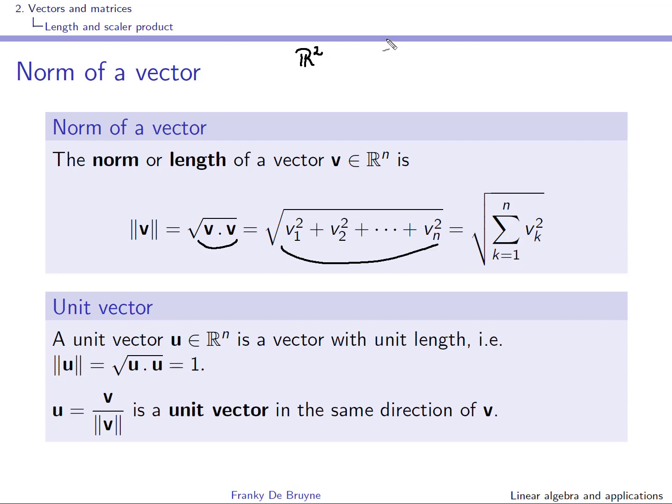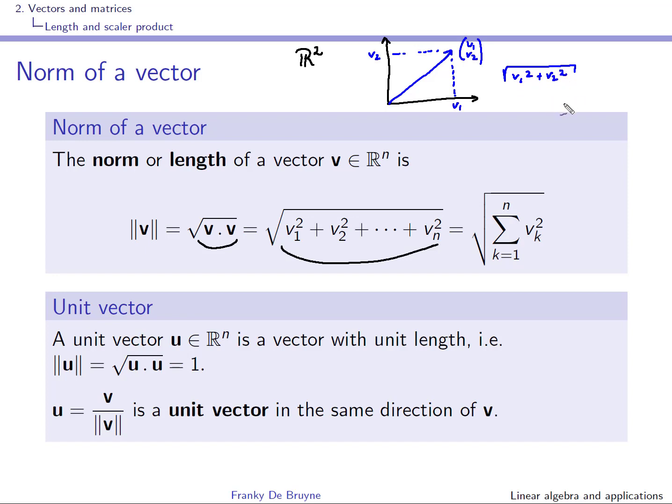Okay, so we will draw here a reference frame and draw a vector, which is this one over here, and it has coordinates v1, v2. Okay, and by the Pythagorean theorem, it's kind of obvious that the length of this vector is the square root of v1 squared plus v2 squared.